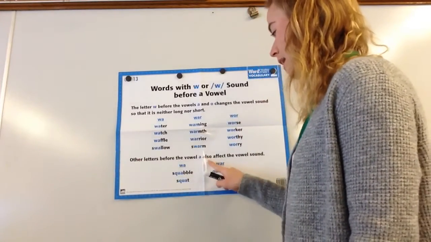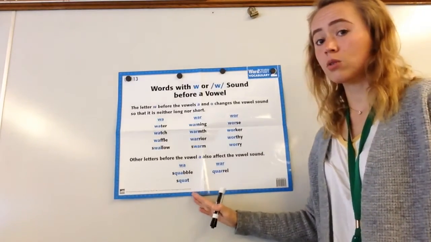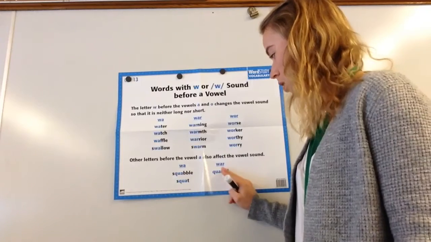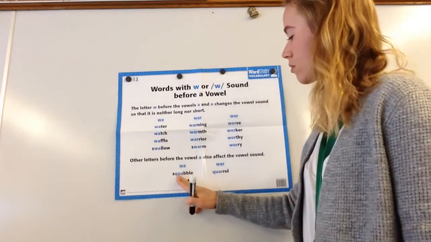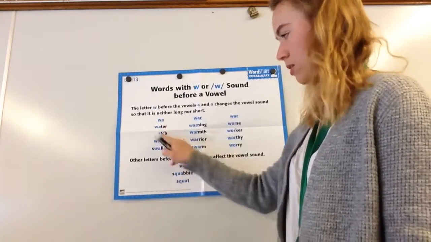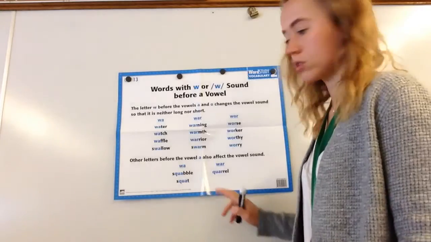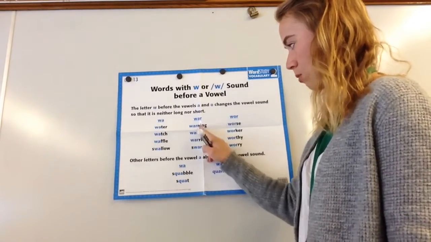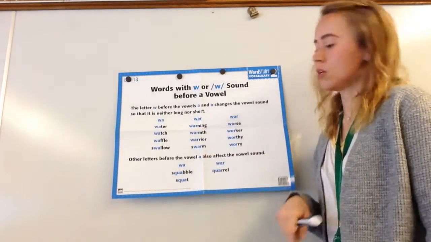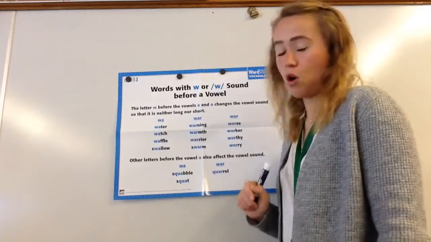Other letters before the vowel A also affect the vowel sound. In this situation, there's no W in these words. We're going to see Q-U. But they still have the wa sound and the war sound. In this one, we hear squabble and squat. That's the wa sound. That goes with this one over here. And then in this one, with Q-U-A-R, we hear quarrel. So that's the war sound, just like in warning, warmth, warrior, and swarm. Quarrel sounds just like this column here. So we have to be watchful of the Q-U and the W-A-R, W-A, and W-O-R.